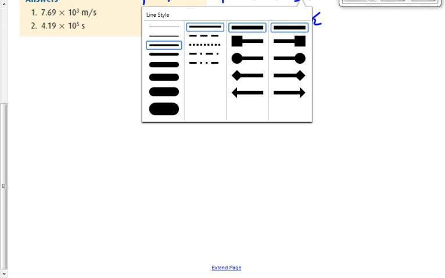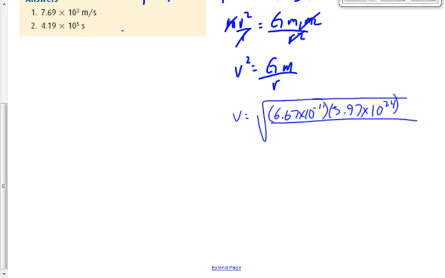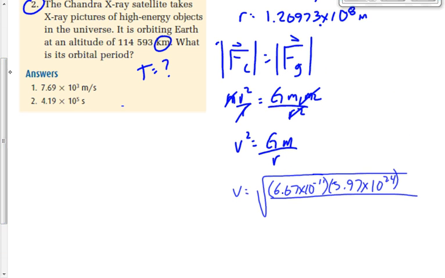So let's get it. Let's say v is equal to the square root of 6.67 times 10 to the minus 11 times the mass of the Earth, which is 5.97 times 10 to the 24, divided by R, which we found just a minute ago to be 1.20973 times 10 to the 8 meters. Let's get that speed now. We get the speed of this satellite to be 1,814.286 meters per second. Anybody else get that? Okay, thank you. 1,814.286 meters per second. It's not what we're looking for.